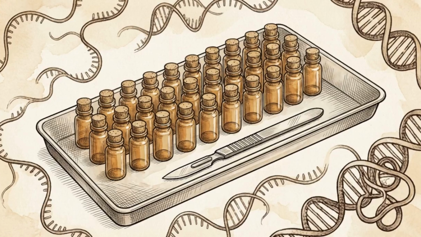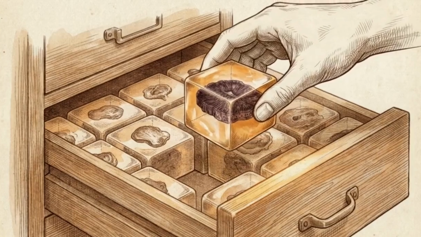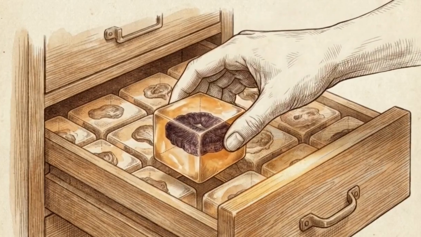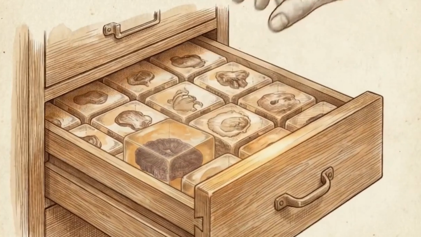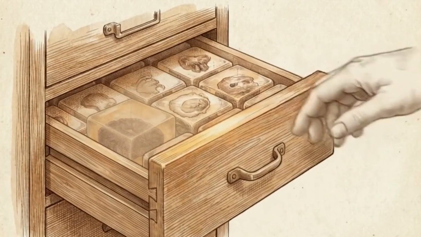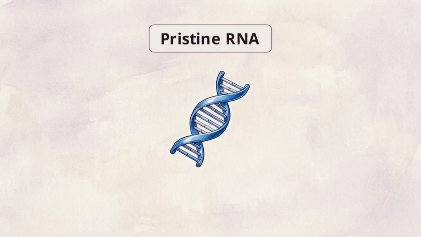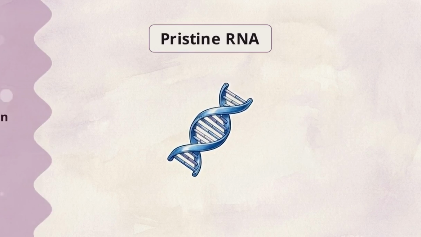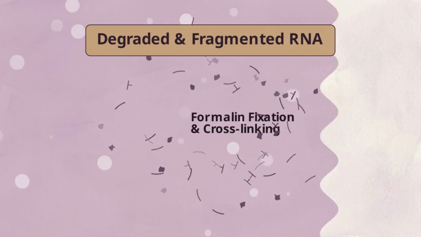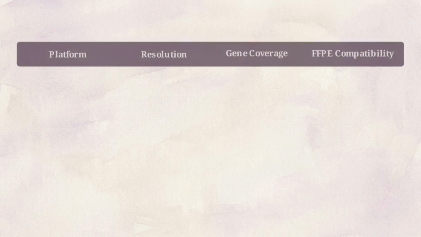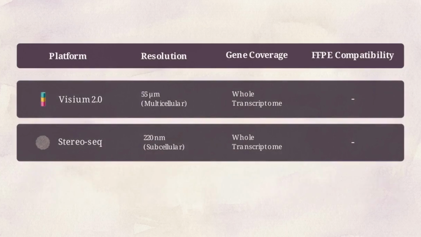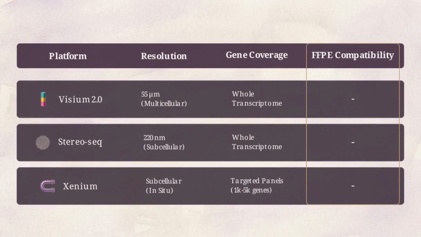Beyond the theoretical resolution limits, these platforms must navigate the physical constraints of clinical sample preservation. The formalin-fixed paraffin-embedded, or FFPE tissue block, remains the undisputed global standard for archiving clinical cohorts in pathology departments. The chemical cross-linking required to make an FFPE block severely degrades RNA, breaking the chemistry of many spatial omics protocols. This matrix compares leading platforms by resolution, coverage, and FFPE compatibility.